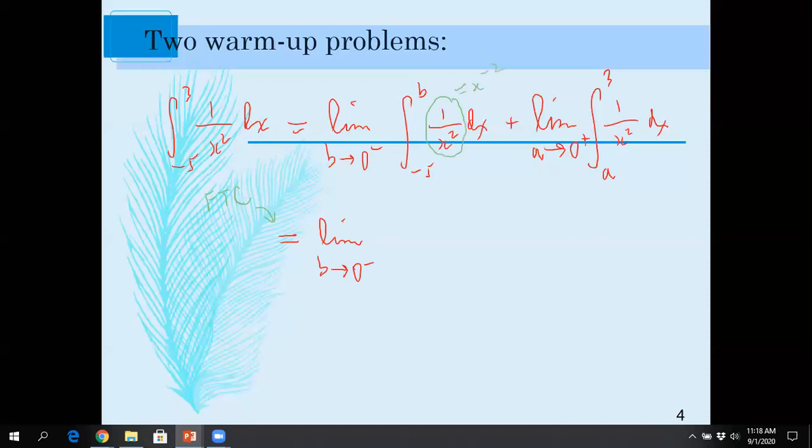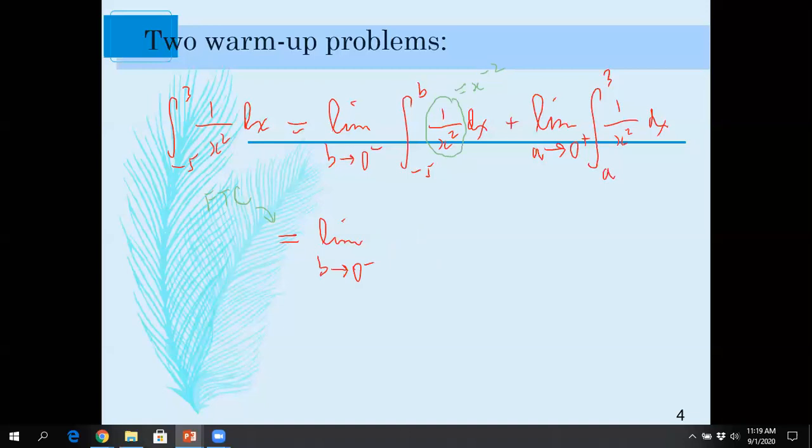X to the -2, right? I should think of that as x to the -2, so that when I compute the antiderivative, it's negative x to the -1. So it's -1 over x, okay? So watch this. This is going to be -1 over x evaluated between, oops, oh my goodness. What is going on here, okay?